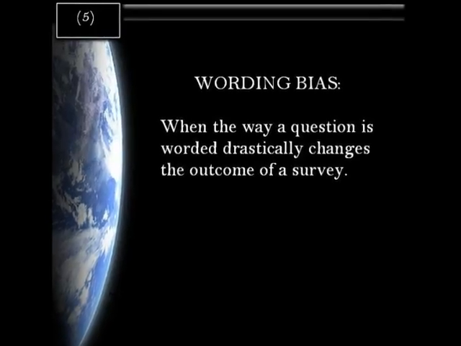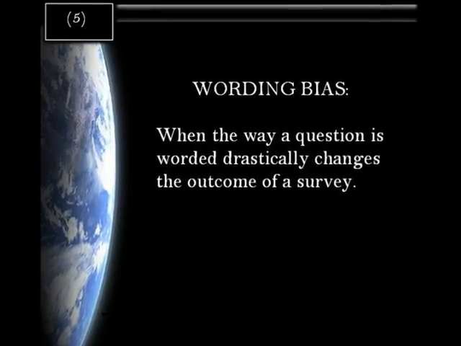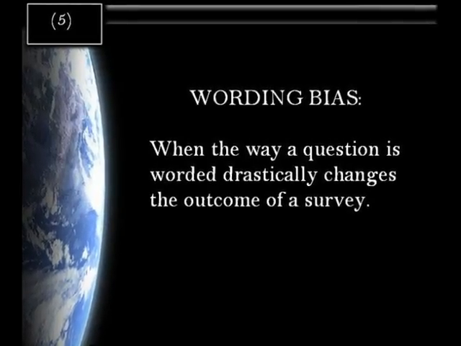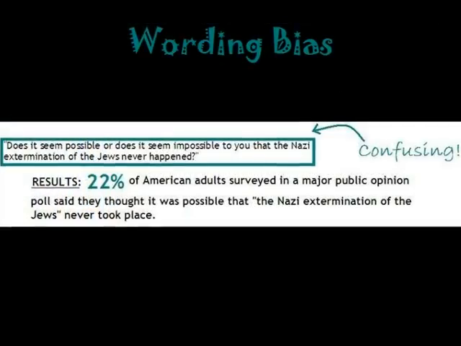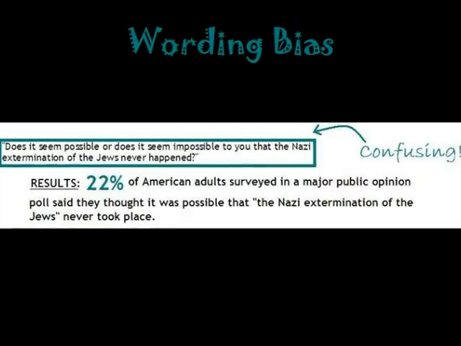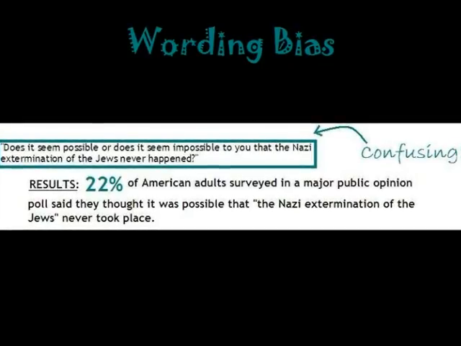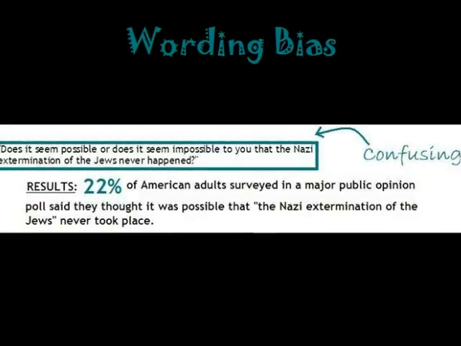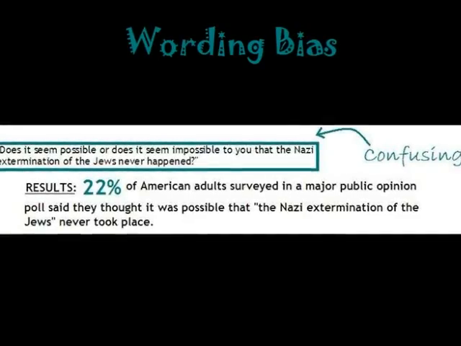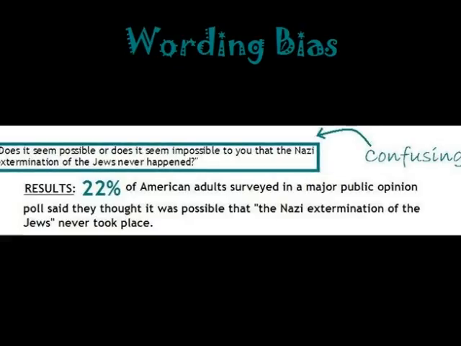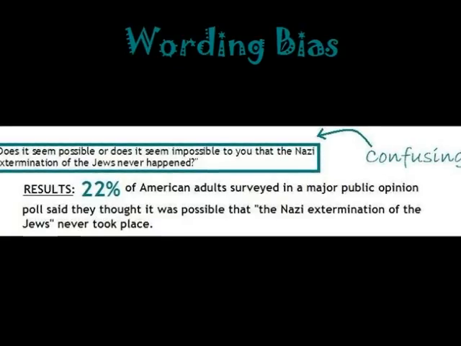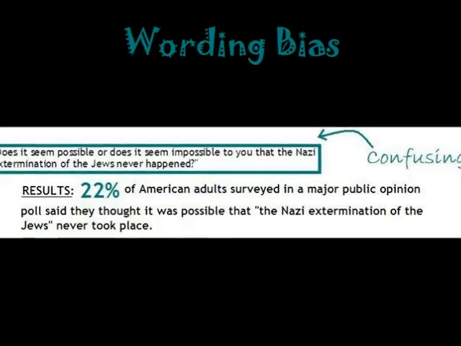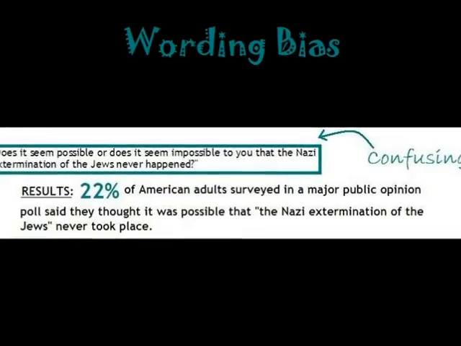Next, I will discuss wording bias. Wording bias is when the way a question is worded drastically changes the outcome of a survey. In 1993, the New York Times put out a poll asking, "Does it seem possible or does it seem impossible to you that the Nazi extermination of the Jews never happened?" Wow, that's a pretty confusing question. I don't even know what it's asking. No wonder the results showed that 22% of Americans thought it was possible that the Holocaust never took place.